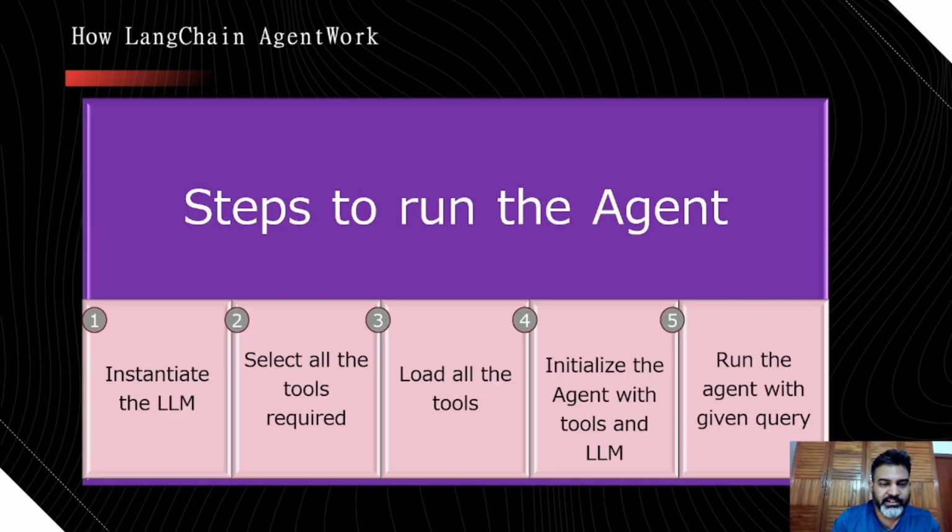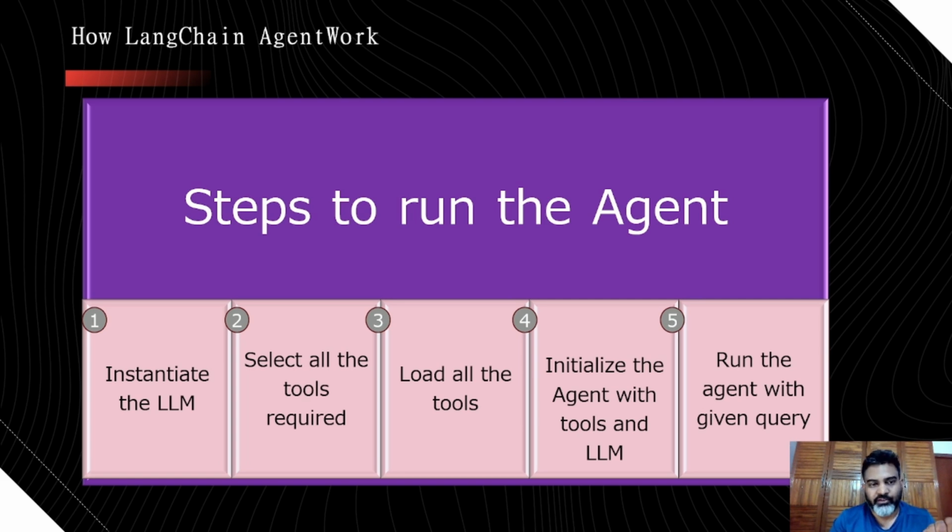Now, for this LangChain agent to work, we actually have five different steps. These are quite primary steps which it performs. So it first initializes the LLM, so it requires an LLM also. It will first ask to instantiate the LLM. Then it will ask to get all the tools which are required for this business use case.